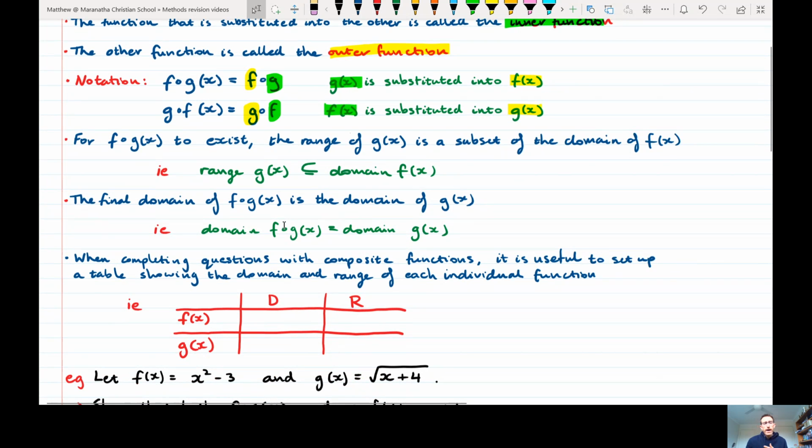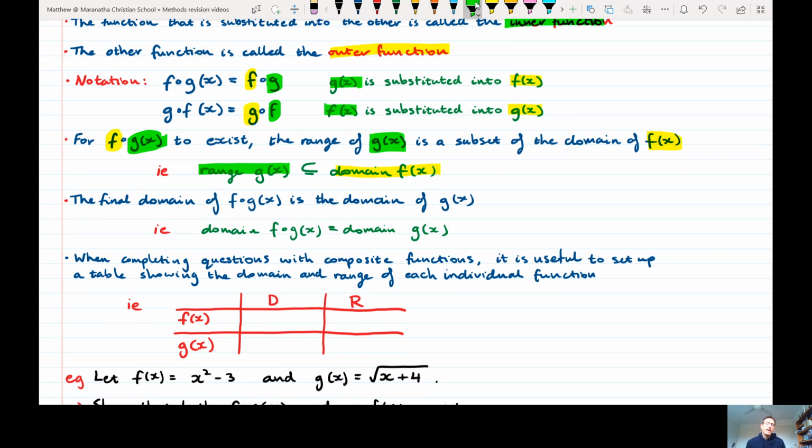So for f of g, so fog, to exist, the range of g, the second one's range, the inner range, must be a subset of the outer's domain. So we'll keep our colouring going here. g is the inner one here. So the range of g must be a subset of the domain of f, the outer one. The range of the inner must be a subset of the outer's domain.